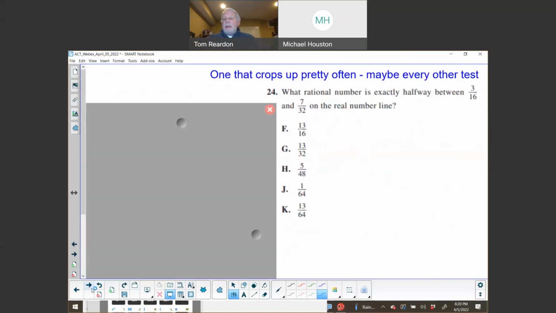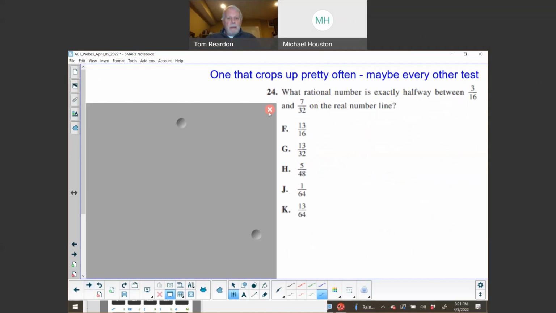So I don't want to belabor this too much, but this shocks me. Almost every test has a question like number 24: what rational number is exactly halfway between two fractions or two rational numbers? I'm just shocked that this is on here, but it is. And you can do this without a calculator.